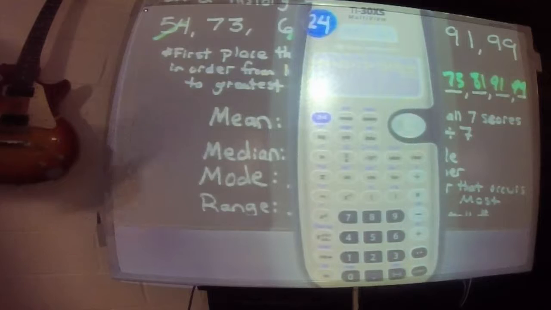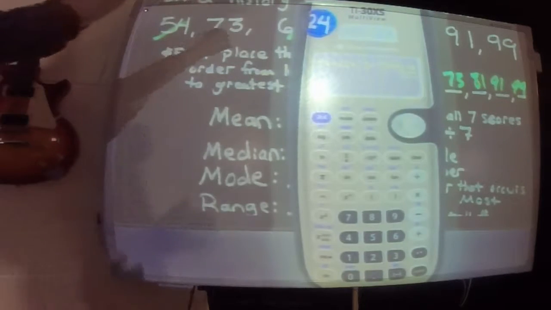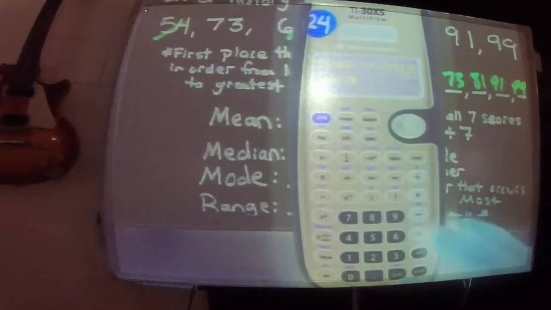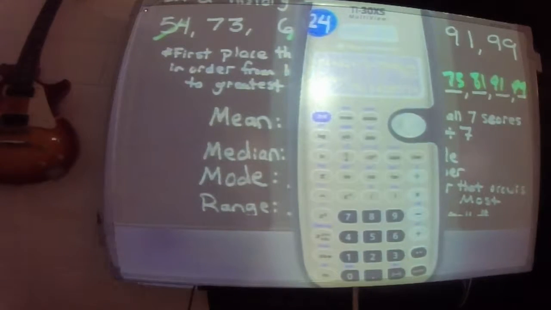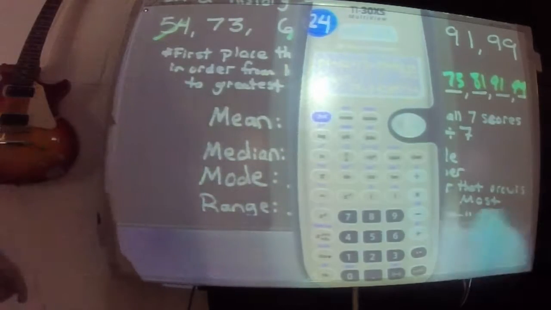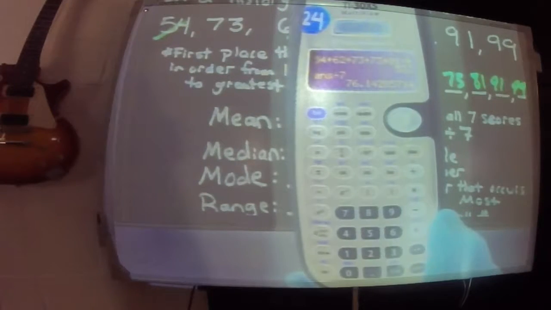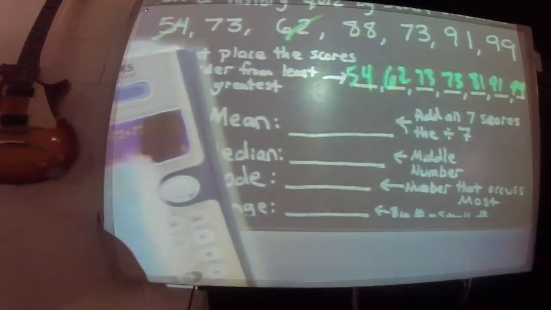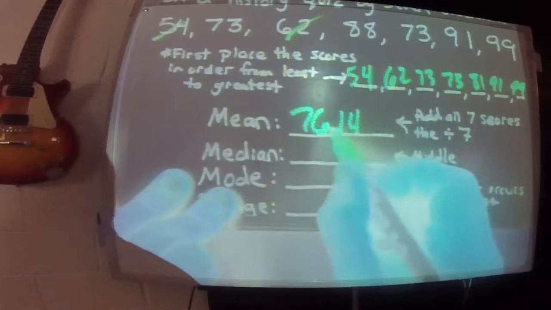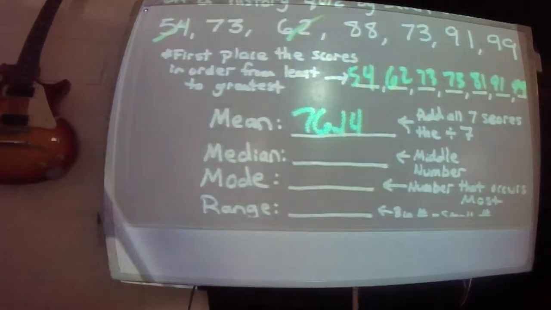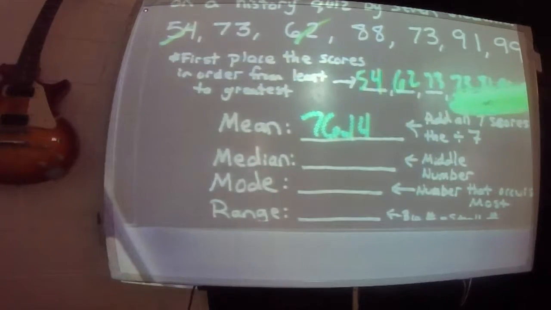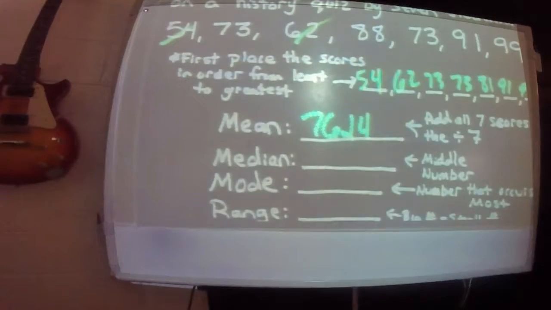533. How many test scores were there? 7. So divide by 7. There is your average, 76.14. We'll stop after the 4, round that up. Make sure the camera can see that. 76.14 is the average. And I guess that's an alright average for a test.